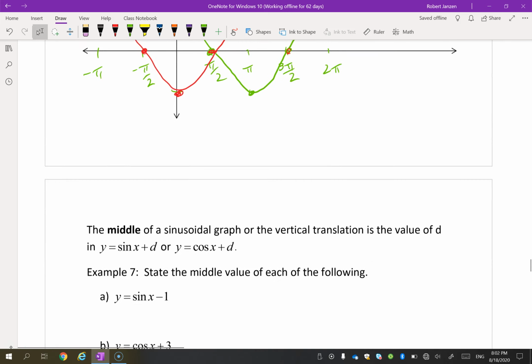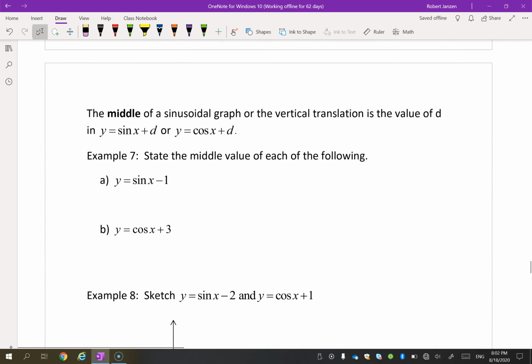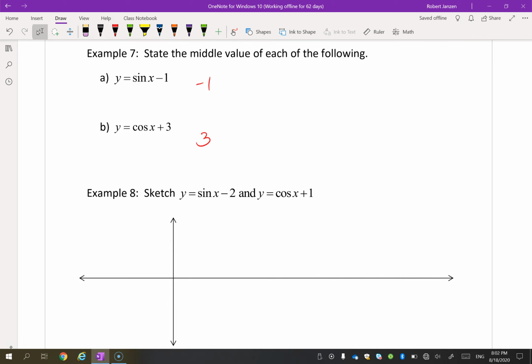All right, the last transformation is what to do with the middle. So this is moving it up and down. This is a vertical translation. Okay, what is the middle going to be here? -1. What would the middle be here? So this would mean it was going to go down 1 unit. And this one is going to go up 3 units. So that's all it means when we say the middle is 3 or the middle is -1.